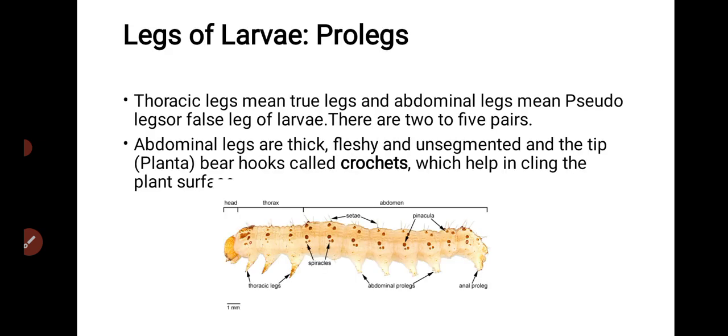Regarding modification of insect legs, two types of legs are present: adult insect legs and larval legs. We will look at the legs of the larva first. Prolegs are the abdominal legs, also called pseudo legs, and they consist of 2 to 5 pairs. You can see very clearly that the first 3 pairs are thoracic legs, and these are converted during metamorphosis into the adult legs. So thoracic legs and abdominal legs are present in the larva.